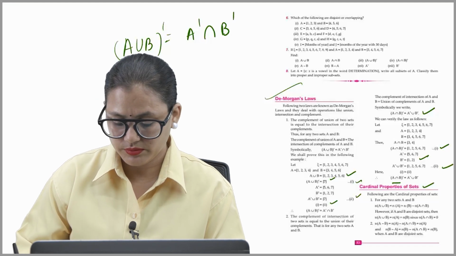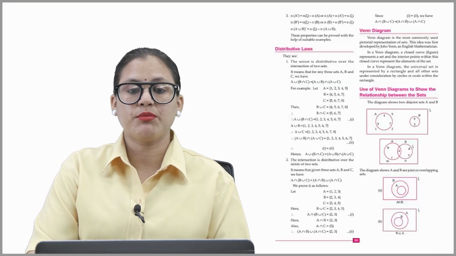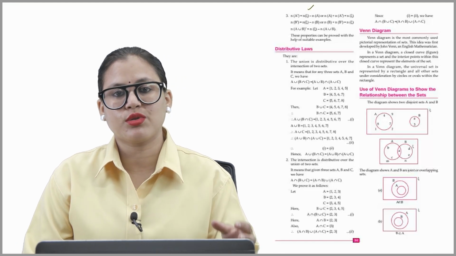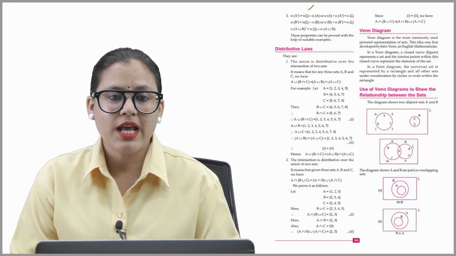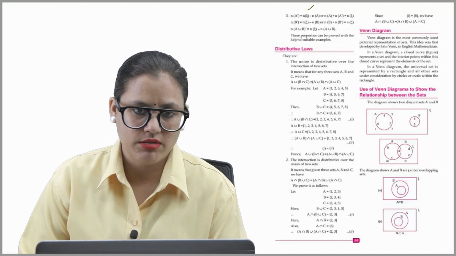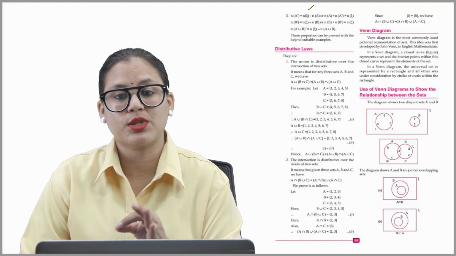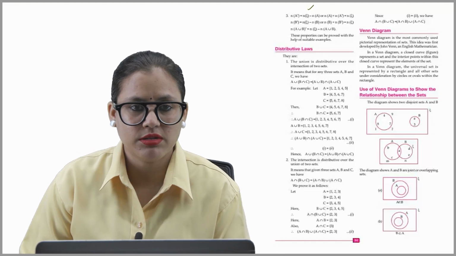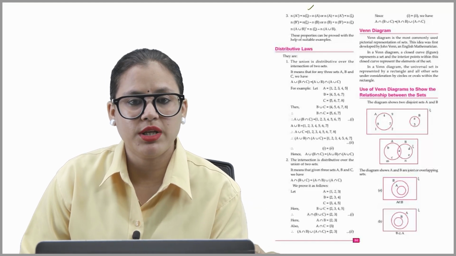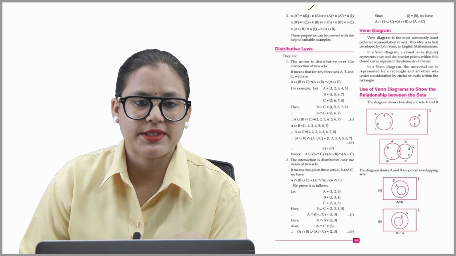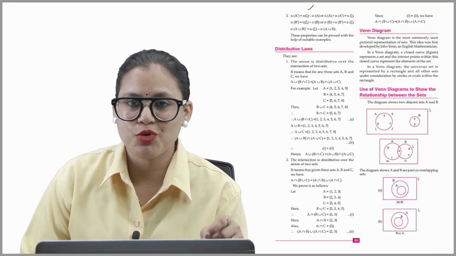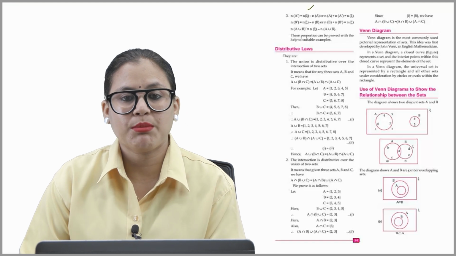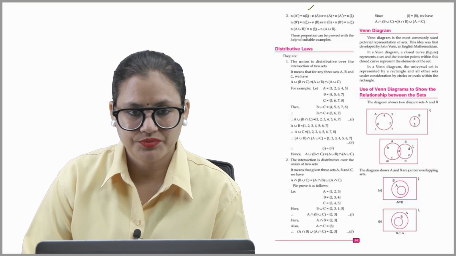Okay. Third, n(E dash) is equal to n. Okay, this is the symbol of the universal set, which is also known as epsilon. Okay, and n(epsilon) minus n(A), or n(A) plus n(A dash), is equal to n(epsilon). Then n(B dash) is equal to n(epsilon) minus n(B), or n(B) plus n(B dash) is equal to n(epsilon). Then n((A union B) dash) is equal to n(epsilon) minus n(A union B). These properties can be proved with the help of suitable examples.